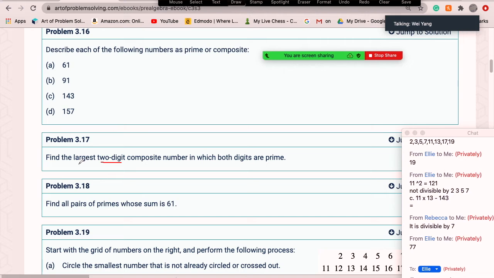This two-digit number is the largest, is a composite number, and both digits are prime. 3.18. Yeah, you can do that. And send me the answer in private chat. Don't let others know your answer.